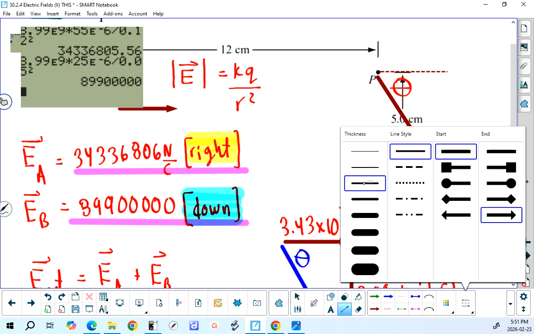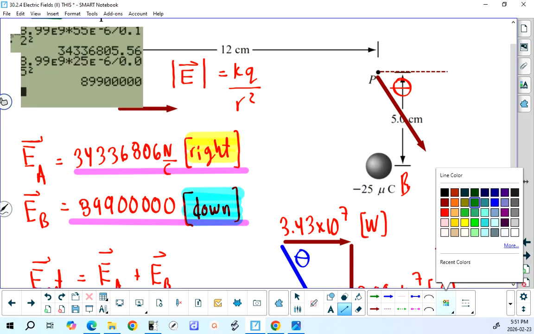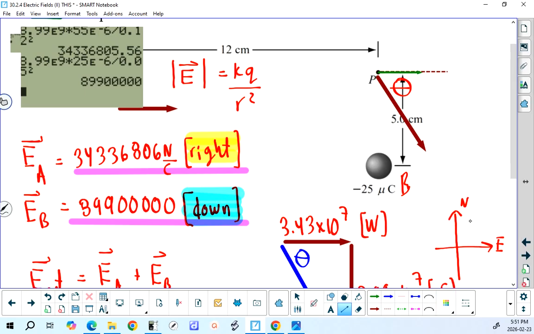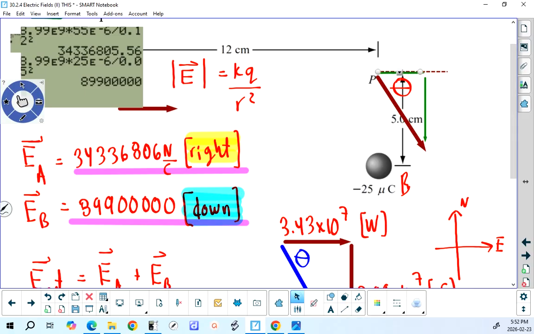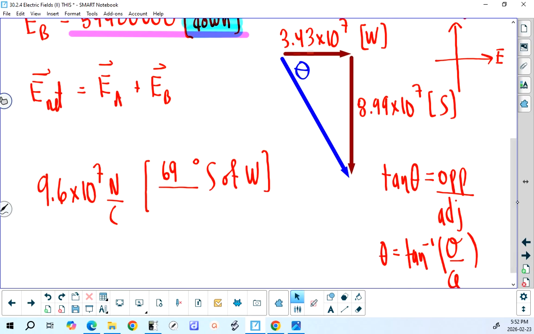You're going to need to determine this vector and this vector so that you can add them tip to tail, and those two vectors are the two vectors that we calculated. So there's a number of ways that this can be presented to you on an exam. Anyway, the answer to that last example is 9.6 times 10 to the 7 newtons per coulomb at an angle of 69 degrees south of west. That angle is 69 degrees. Hope that made sense.